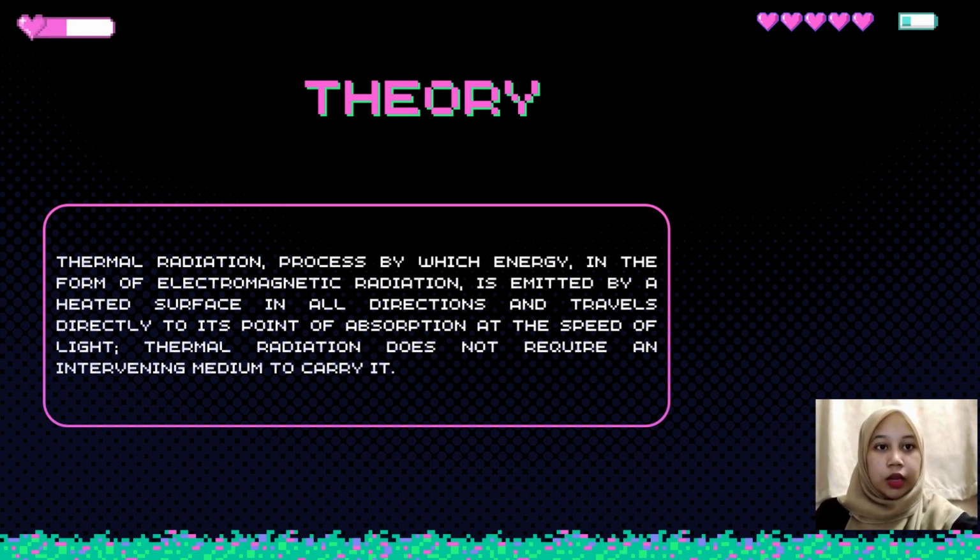Today I'm going to explain about thermal radiation. Thermal radiation is a process by which energy in the form of electromagnetic radiation is emitted by a heated surface in all directions and travels directly to its point of absorption at the speed of light. Thermal radiation does not require an intervening medium to carry it.